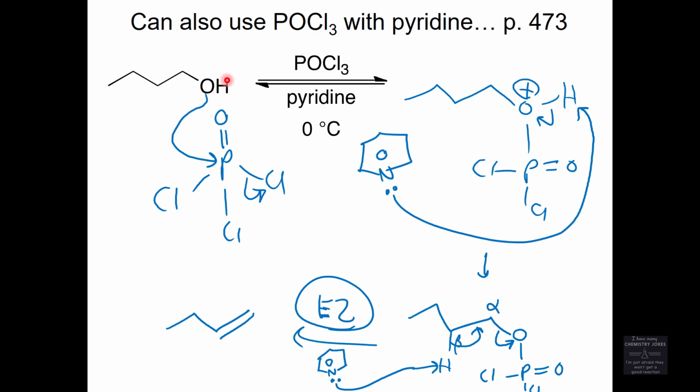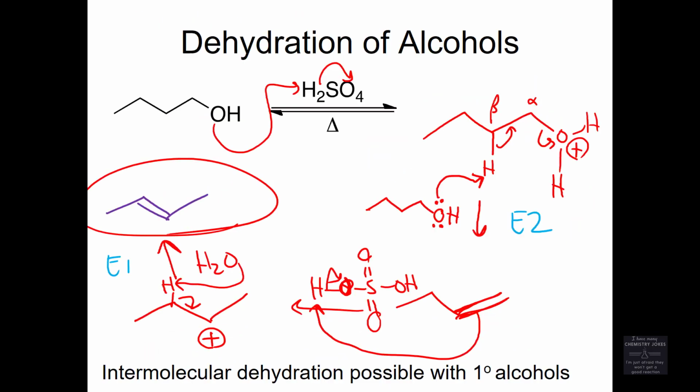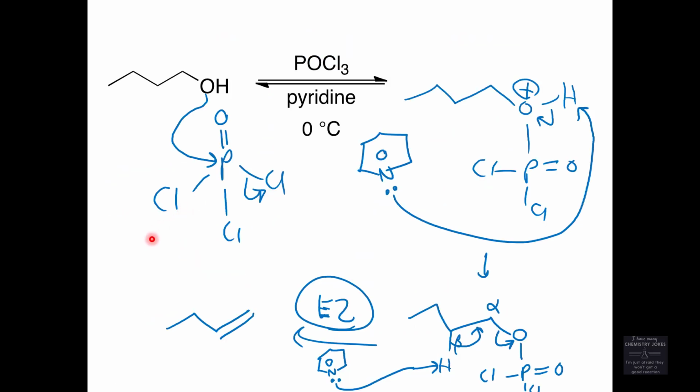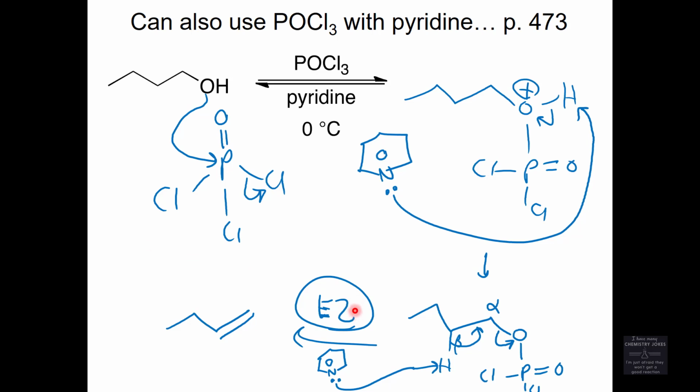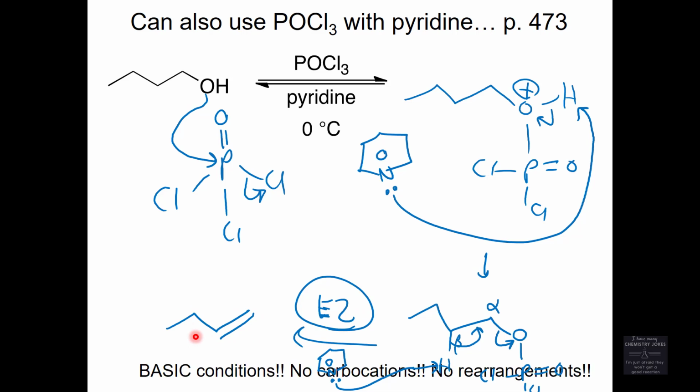I've shown it as a primary alcohol reacting with POCl3 and pyridine, but this E2 elimination could happen with primary, secondary, or tertiary alcohols. It doesn't matter. But the point is it goes through an E2 elimination. The reason I chose to draw it with this primary is that this is the one and final observed product. Remember our last example showed that we made that product 1-butene initially, but then it equilibrated to this 2-butene. With POCl3 and pyridine, because it's a basic mechanism under basic conditions, we get this 1-butene as the actual observed final product. Yeah? There's a note behind there: basic conditions, no carbocations, no rearrangements. Cool.